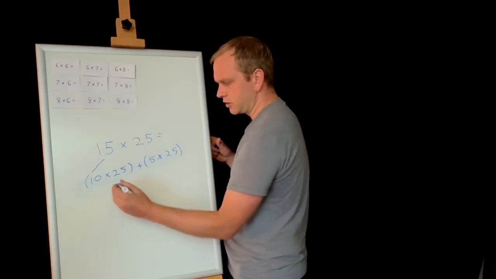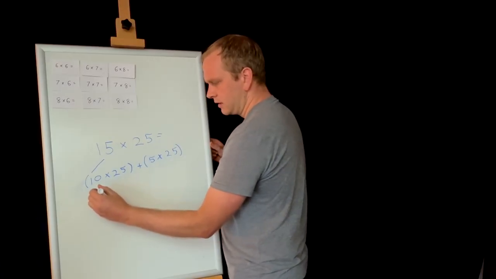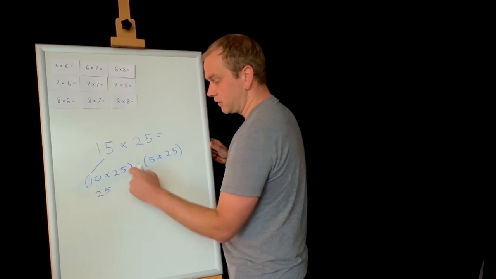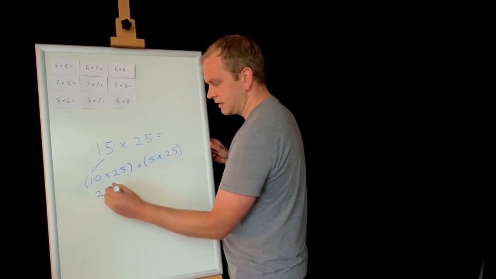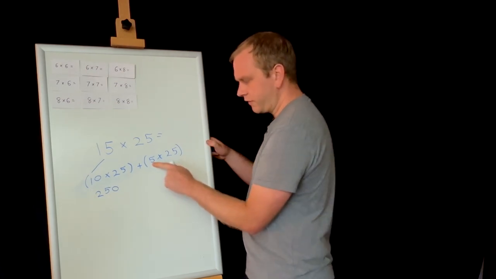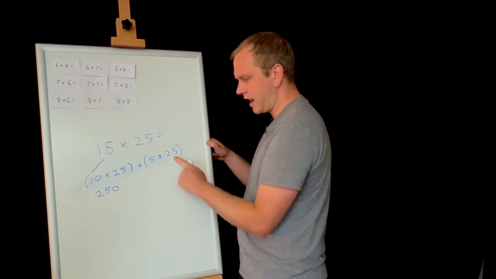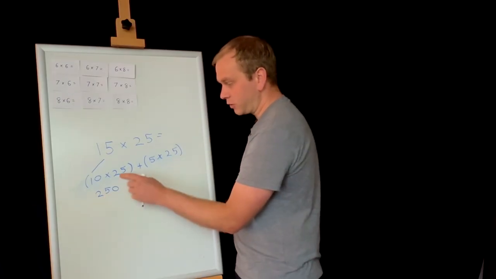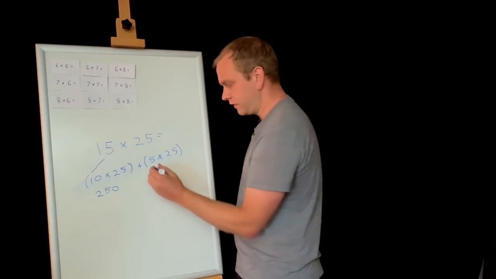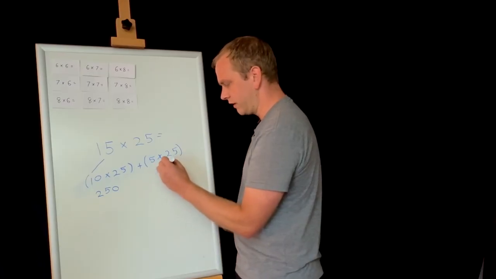Now, 10 times 25, rename each digit to the next place. My 2 10s will become 2 hundreds. My 5 1s will become 5 10s. And so that'll be 250. Then my strategy for 5 times it by 10 and halve it. And so we've already worked out what 25 times 10 is. It's 250. So half of 250 will be 125.